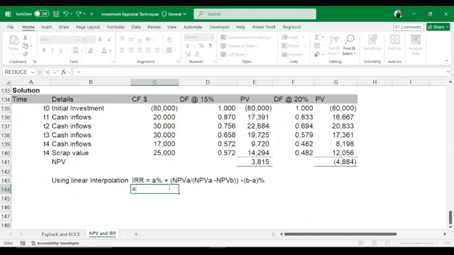A% is the discount factor that is giving us the positive NPV, and that is what, 15. So I can just put 15 there. Then I'll open my brackets, and the NPV of A is this. I will divide that by another bracket open, the NPV of A again, and I'm going to deduct this. And remember, this is going to give us a positive sign here, because it's negative negative. So at the end of the day, the effect is going to be a positive number.